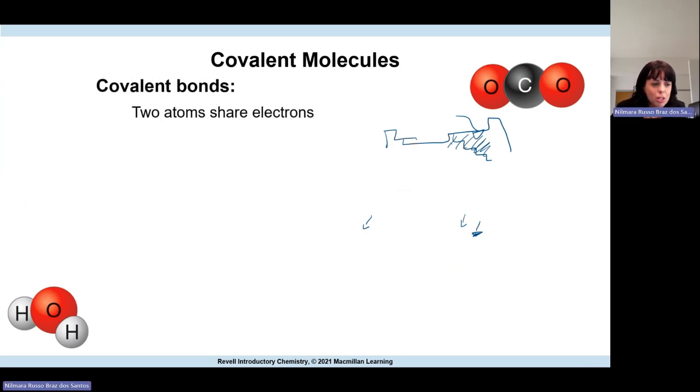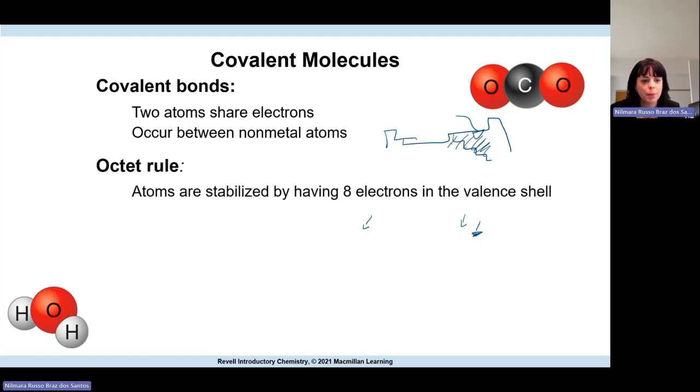Covalent bonds, where 2 atoms share electrons, occur between non-metal atoms. When you look at your periodic table, you're going to see all those elements over here are non-metals, and when they interact with each other, they will form covalent bonds. They will share electrons because their last shell of energy is almost full, very close to being stable. They need just a few electrons, so they have a high electronegativity. They attract electrons for themselves, so they will share and will not give away electrons.